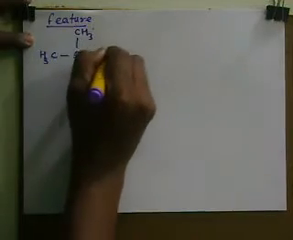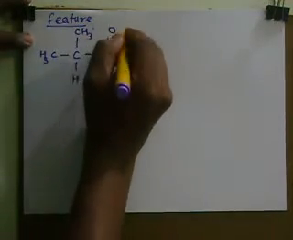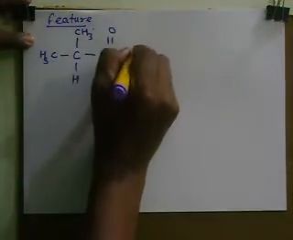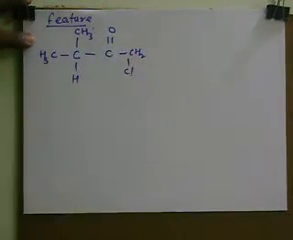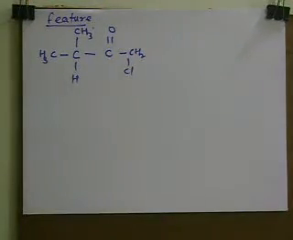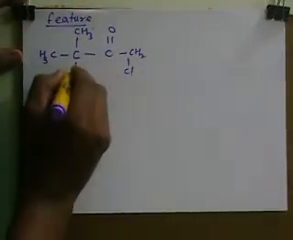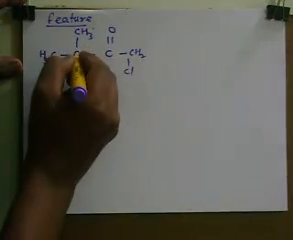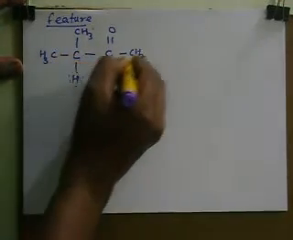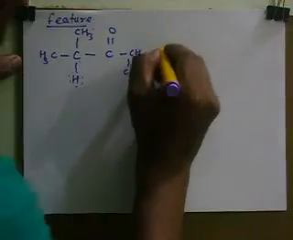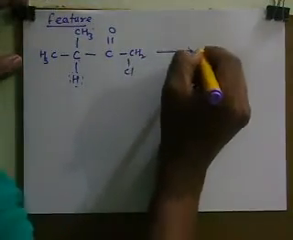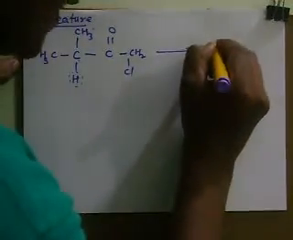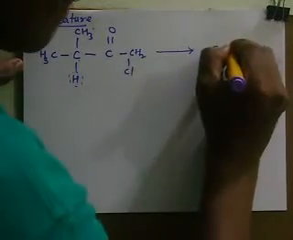CH3, C double bond O, CH2, Cl. Now, if this is our ketone, first step, it will lose this proton. Second step, this negatively charged carbon will attack on this carbon. So there is formation of cyclopropanone. So I will directly draw the cyclopropanone structure.